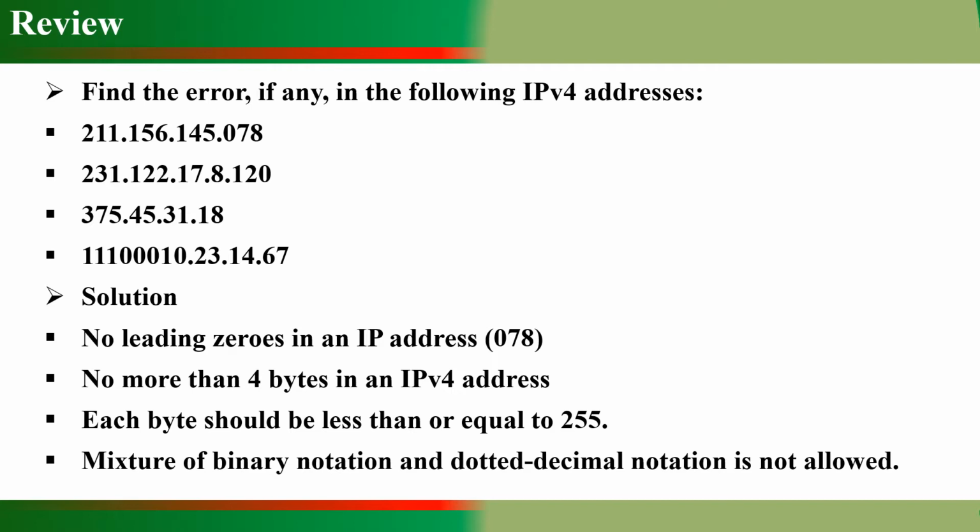Next address is 375.45.31.18. This address is also wrong because each byte should be less than or equal to 255, and it contains 375 in the first octet. Next address is 111.00010.23.14.67. An IP address can be written either in binary notation or in dotted decimal notation. A mixture of binary notation and dotted decimal notation is not allowed while writing an IP version 4 address.